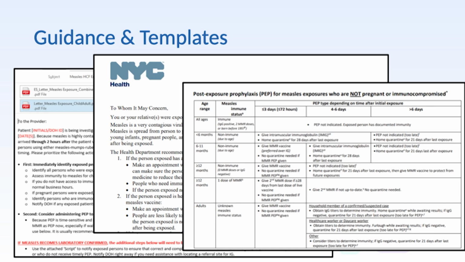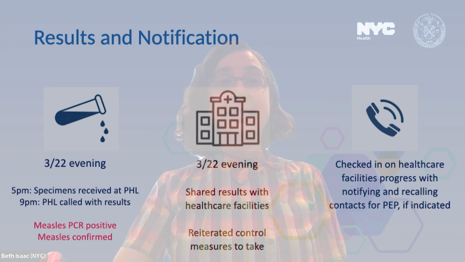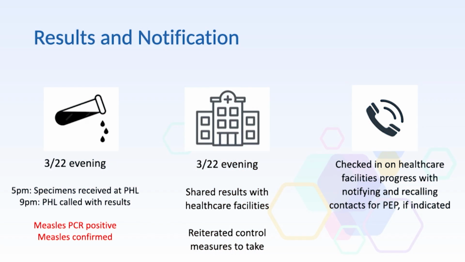The measles specimens reached our public health lab around 5 p.m. that Friday afternoon, and our public health lab colleagues stayed late to run the PCR analysis. Our lab colleagues called our unit chief around 9 p.m. that night when the results returned and relayed that the PCR was positive, confirming the infant's measles diagnosis.